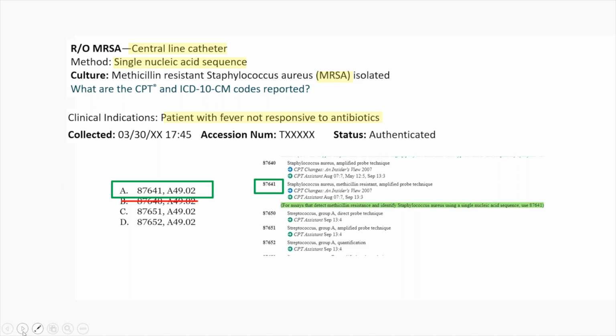Next one, 87651, is coding for Streptococcus group A. It is not even coding for a Staphylococcus. This is coding for a Streptococcus group A, which is not our culture. So that's a wrong one. And option D, 87652, is also coding for a Streptococcus group A, which is not our culture. So that eliminates option D as well. Did that explanation work?